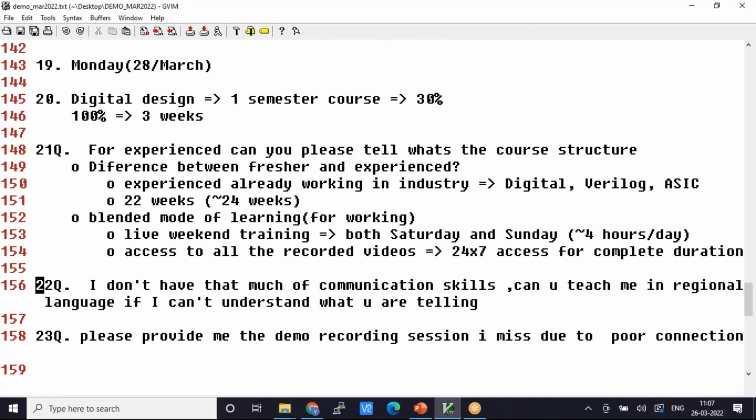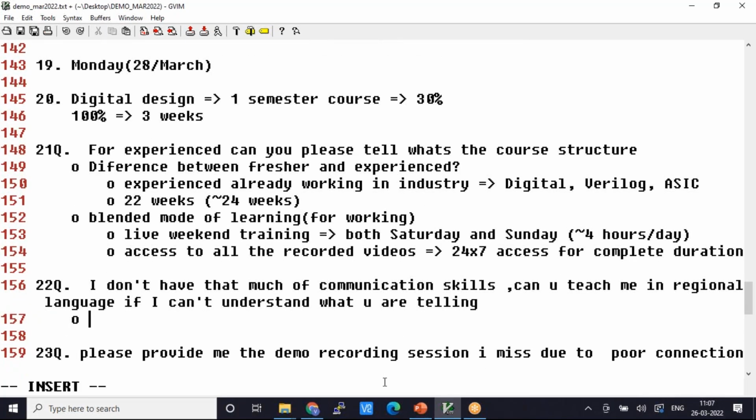Next. I don't have that much communication skill. Can you teach me in a regional language if I can't understand what you are telling? My sessions can't be in a regional language, because it's not practically possible. I can teach in Telugu, my native language, but how many people will understand? Only 10-20% of the batch. So we always have to go with one language. Even Hindi, I can teach, but a lot of people from the south won't understand that level of Hindi. So we will teach in English only.